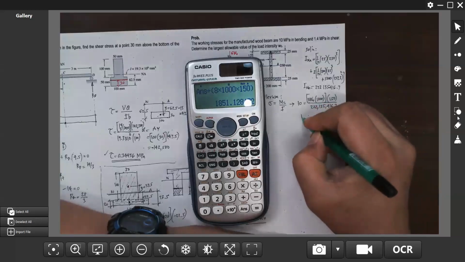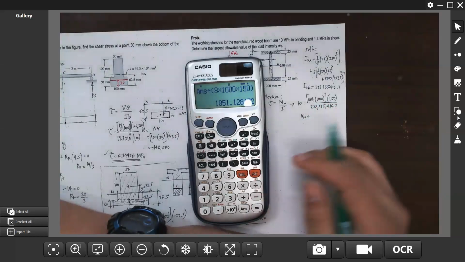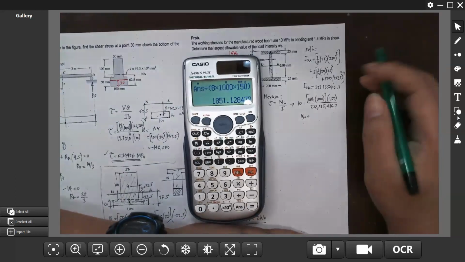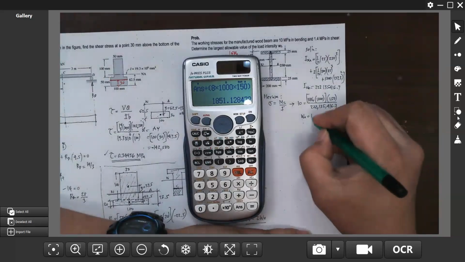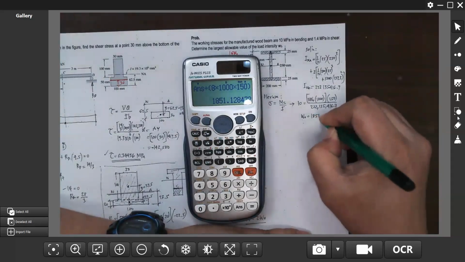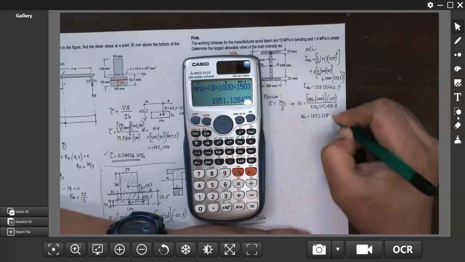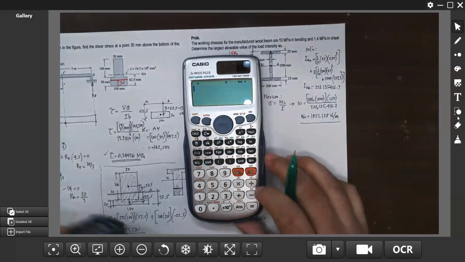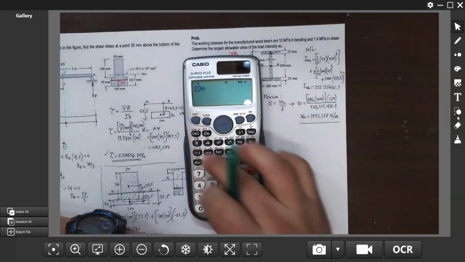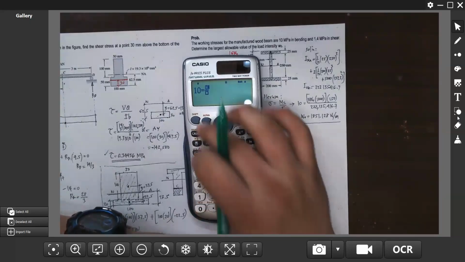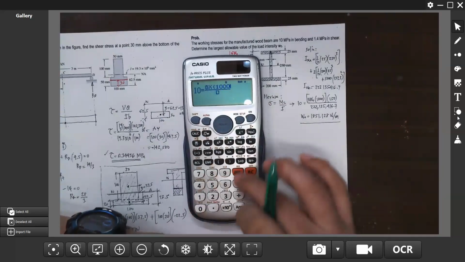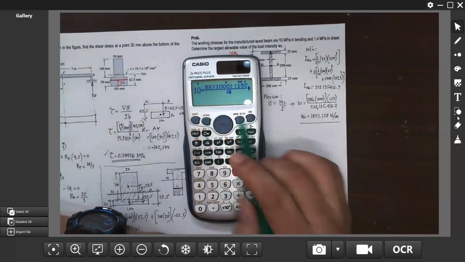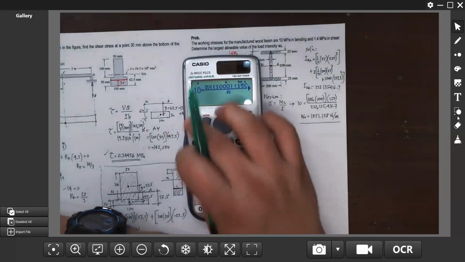This is my style because I am not very fond of shift solve. So, W is 1851.128 Newton per meter. But if you want shift solve, 10 equals 8 alpha x times 1,000 times 150. We stored it in A, right? Then shift solve.